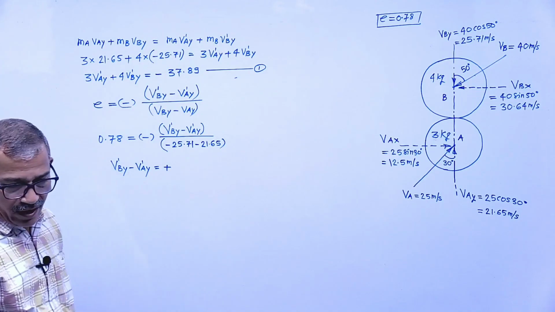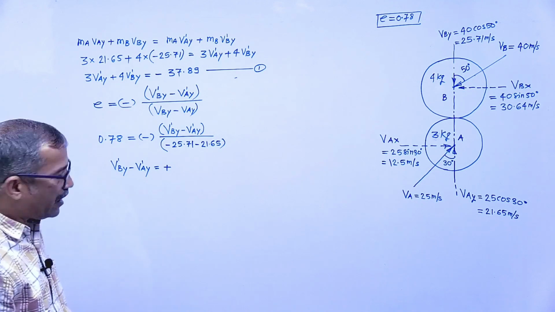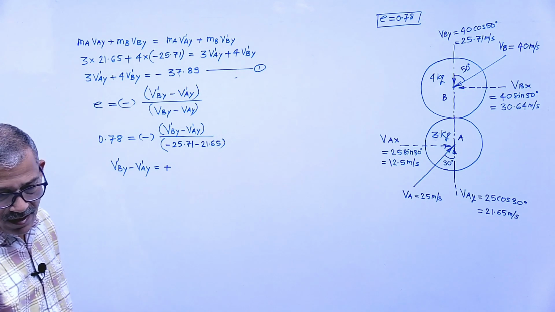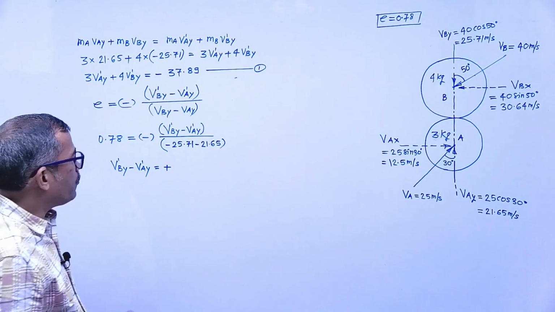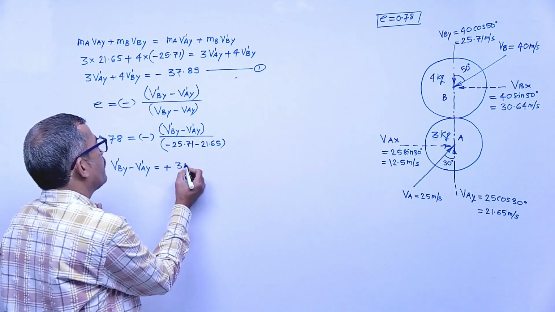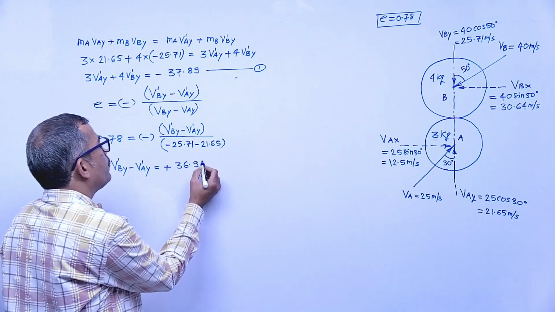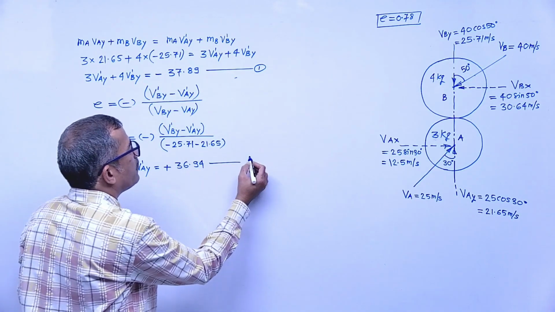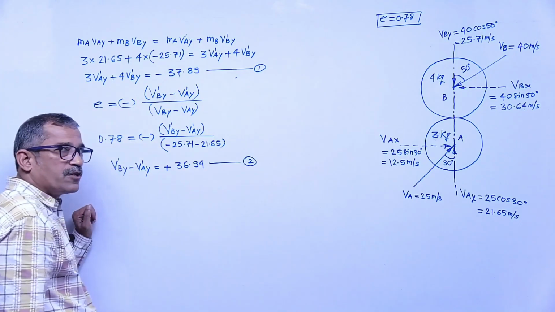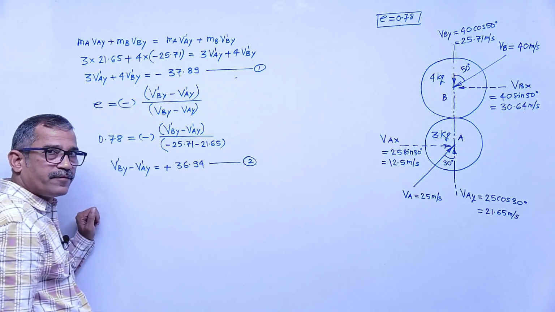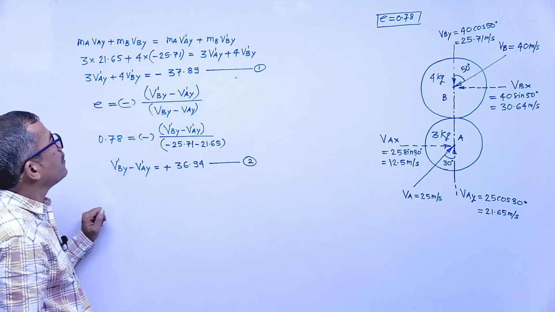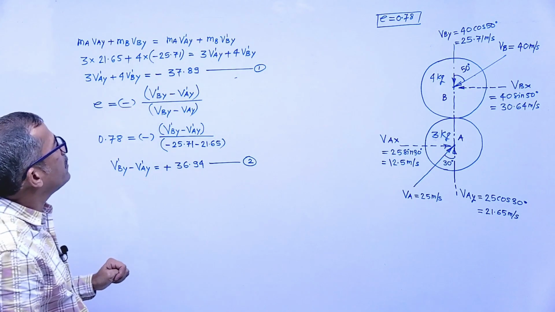4748 into 0.78, 36.94. You must get 36.94. Use a calculator and find out, correct? Yes, okay. Now these are the two equations and two unknowns.